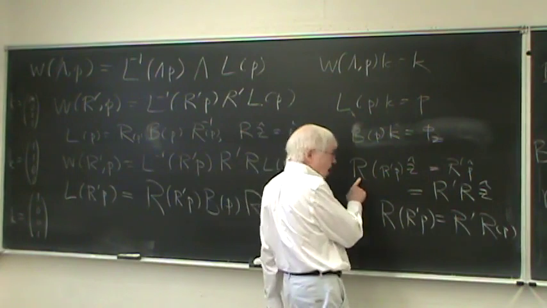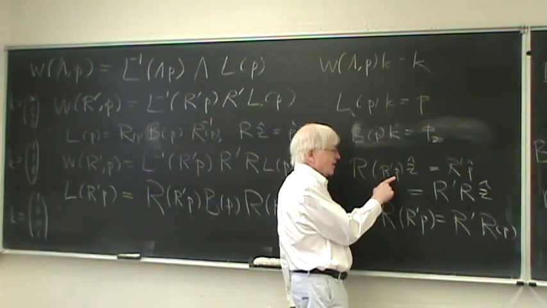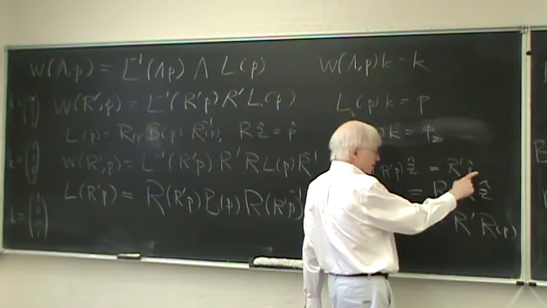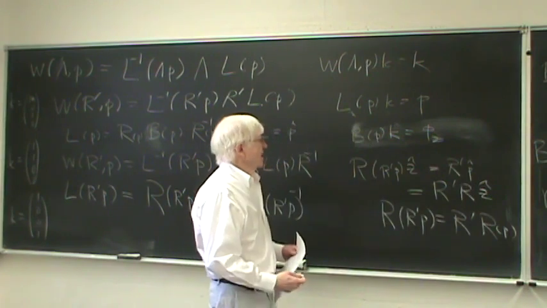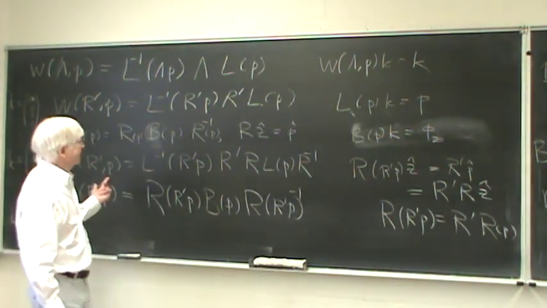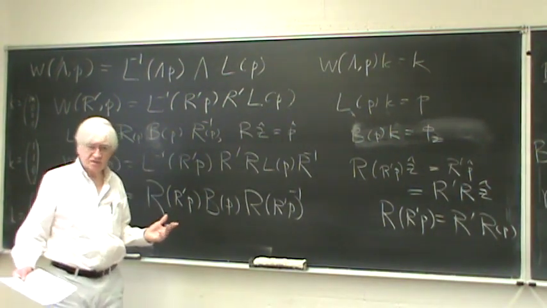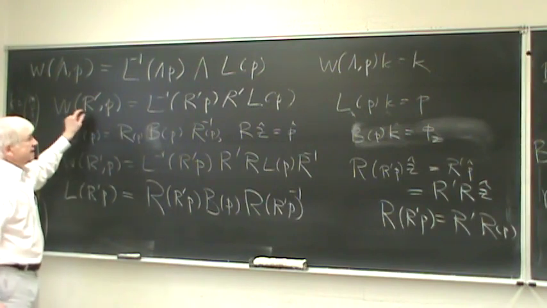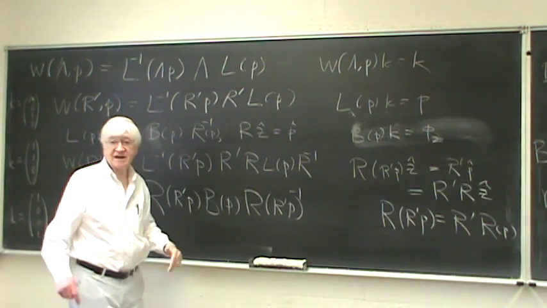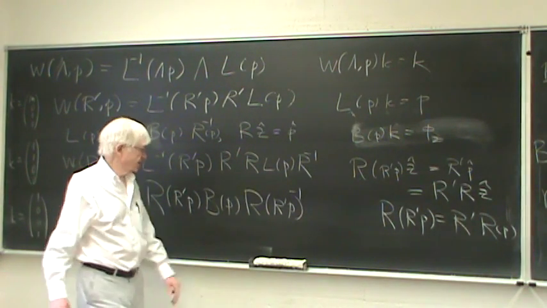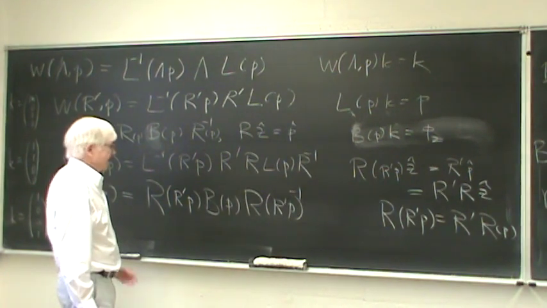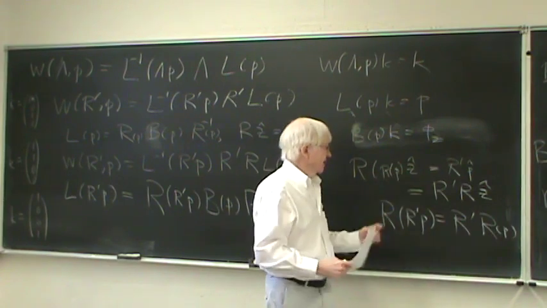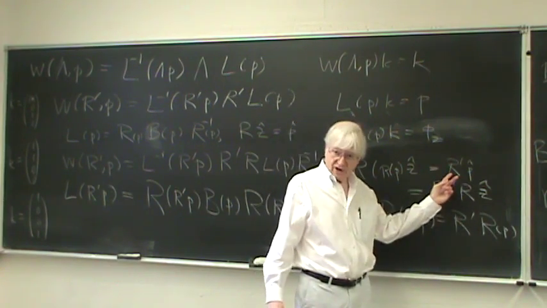What's the difference between R and R of R prime P? R of R prime P takes z hat into R prime P hat. So it's just another rotation. You see, P has a certain direction. Then, when R prime acts on P, you get a different direction. So R of R prime P is something that takes z hat into R prime P.